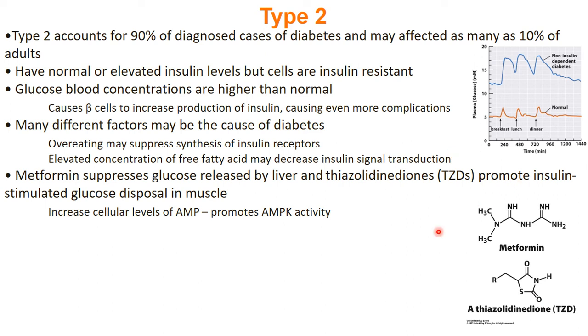And there are drugs available to help with diabetes, so metformin and thiazolidinediones, or TZD. So metformin suppresses the glucose that's released by your liver, so your liver's not going to release more glucose and make your blood glucose levels even higher. And TZDs will help your muscles uptake glucose and help to turn that into glycogen and use it to, again, get that glucose out of your bloodstream. And this can help promote AMPK levels as well.